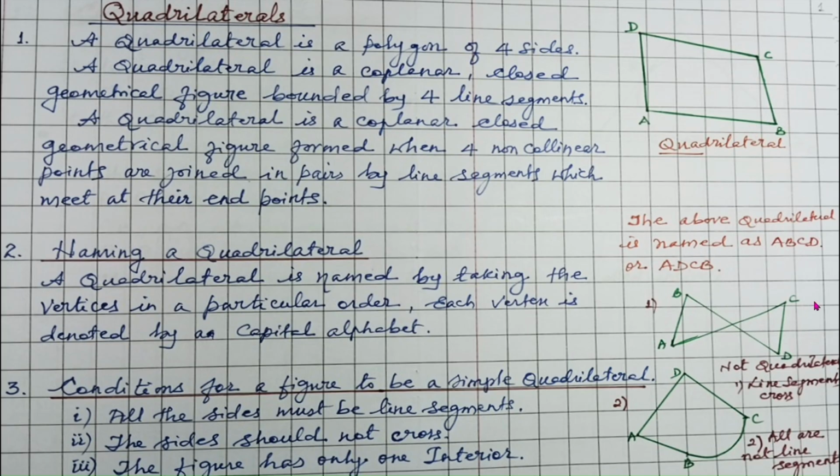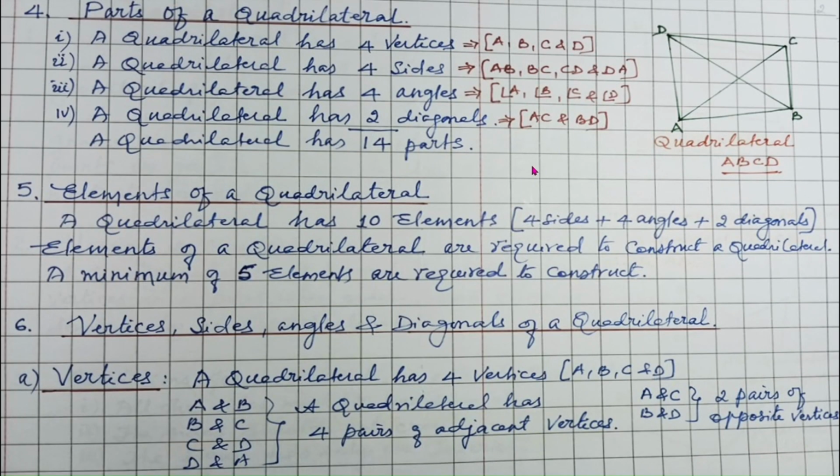Now the conditions for any figure to be a simple quadrilateral. In a quadrilateral, all the sides must be line segments. The sides should not cross, and the figure has only one interior. If you look at this figure, it has only one interior, the sides are not crossing, and the figure has only line segments. Now this is not a quadrilateral, nor is this a quadrilateral. Here the sides are crossing, and here one of the sides is a curve, and therefore it is not a quadrilateral. Remember that.